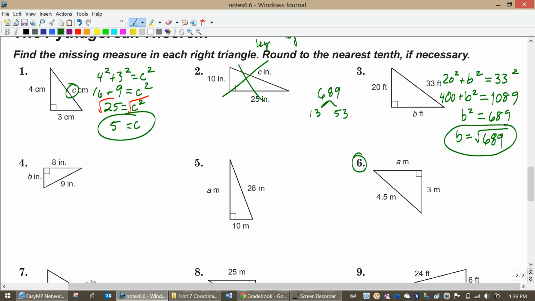This is exciting. Let's do 4. What's the hypotenuse? 8, B, or 9? Why do we know it's 9?